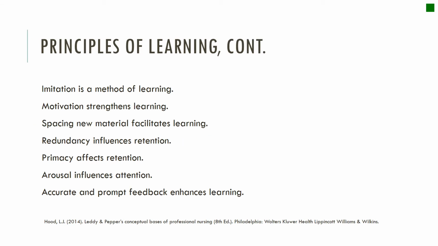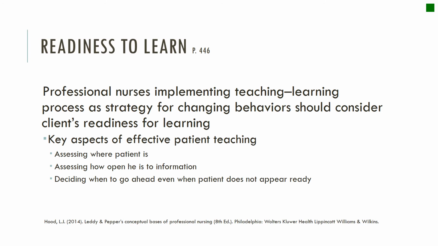These are some other things that you might want to think about. So imitation, motivation is a great one, redundancy, all these things are good to think about. Readiness to learn. I mentioned this just briefly when we talked about the standard of scope. And you guys know when you're teaching one-on-one how important it is to make sure that your client, your patient, is ready to receive the information that you're about to give.